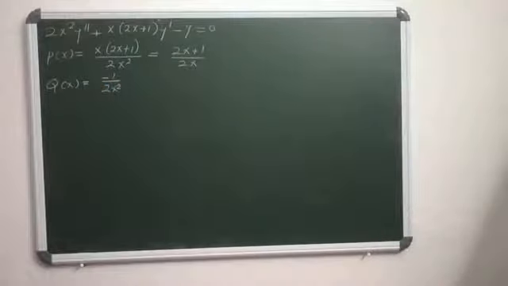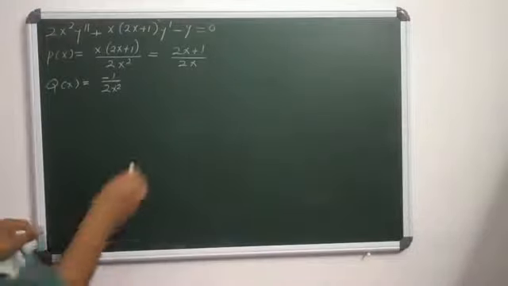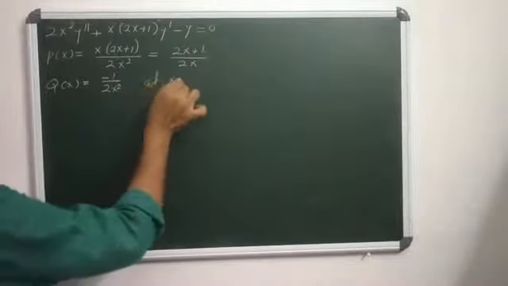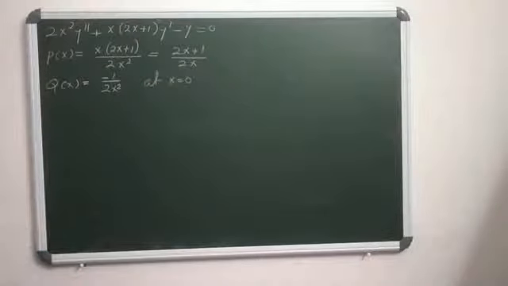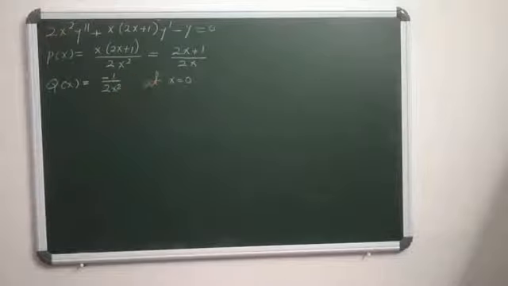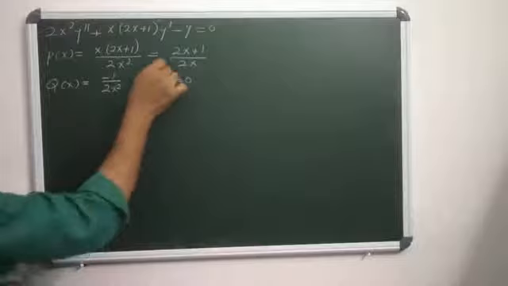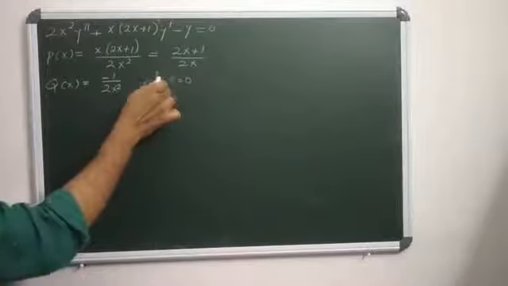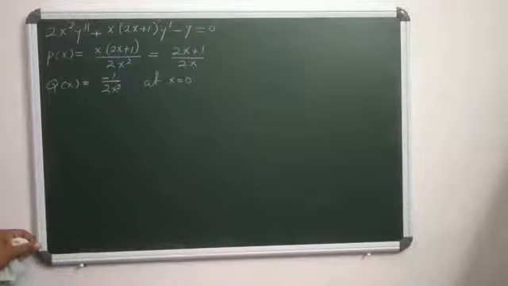Clear? So both this p(x) and q(x) fail to be analytic at x equals 0. At x equals 0, this p(x) and q(x) are not defined here. Means p(x) and q(x) fail to be analytic at x equals 0. So this x equals 0 is a singular point. Why? Because at x equals 0, p(x) and q(x) are not defined. Since they are not defined, they are not analytic. So x equals 0 is a singular point.